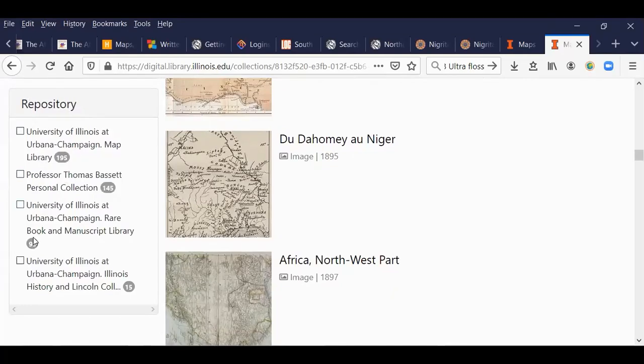But I want to emphasize here that there are several different repositories. And in particular, because there's been a very strong professor of geography at the University of Illinois for decades, Professor Tom Bassett, he has had a personal collection here of 145 maps indicated in this listing of West Africa that are his own. And he's contributed in some way, at least on a cataloging level, to the university. This is very, very helpful, and it's a very valuable aspect of the University of Illinois' collection of Africa maps.